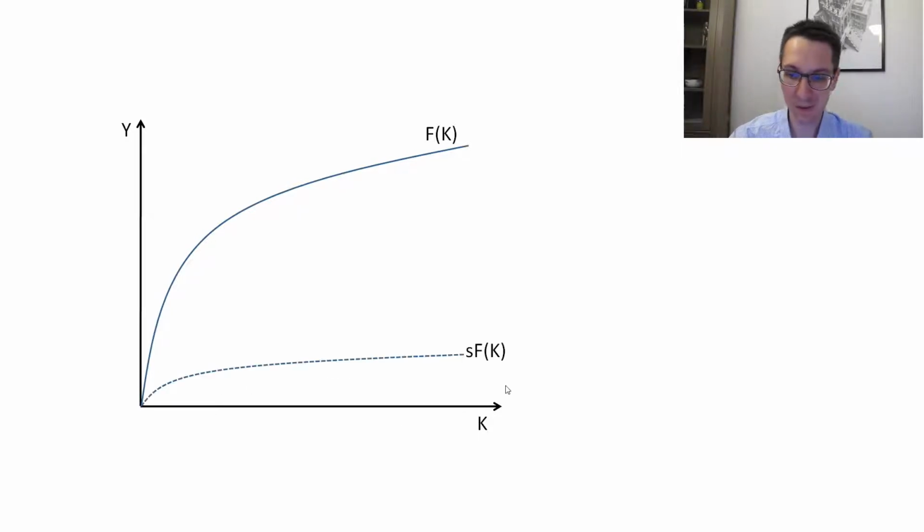And this is what it looks like. So it's just s, a fraction. Here it looks like it's maybe 20%, multiplied by f of k. So s f of k, or investment as a function of capital, has the same shape as production as a function of capital.